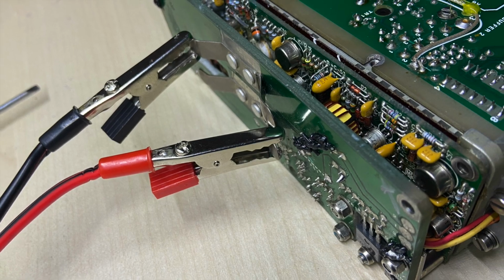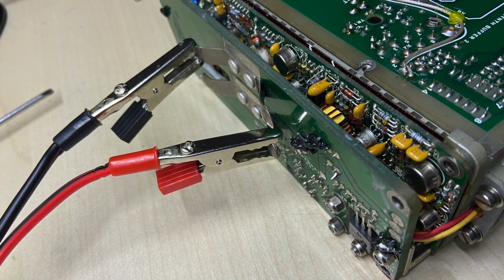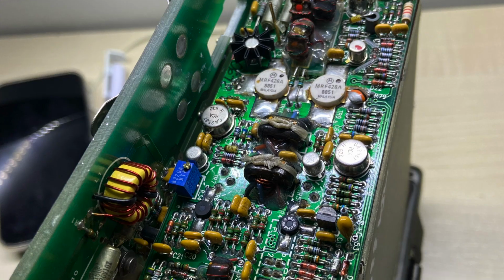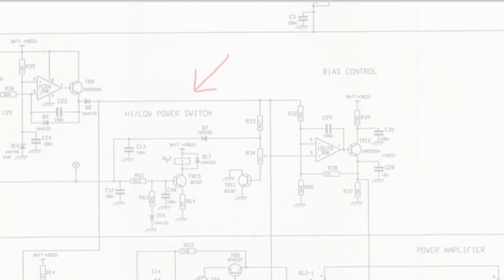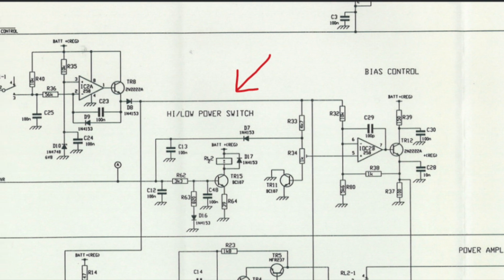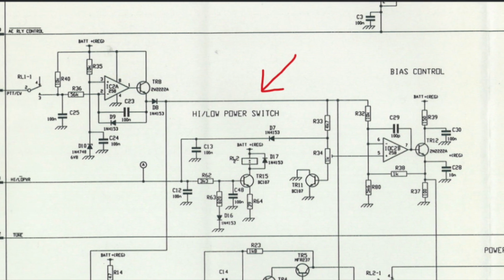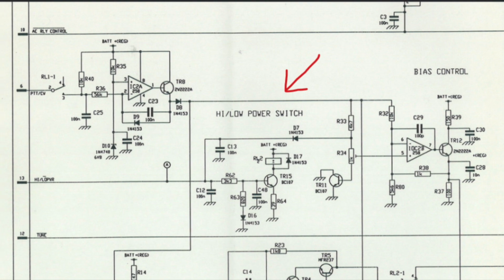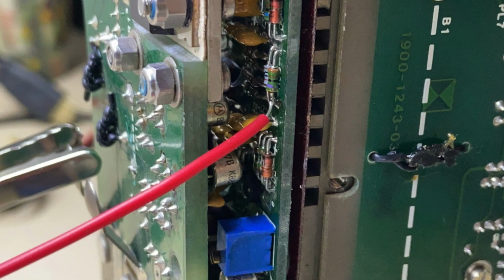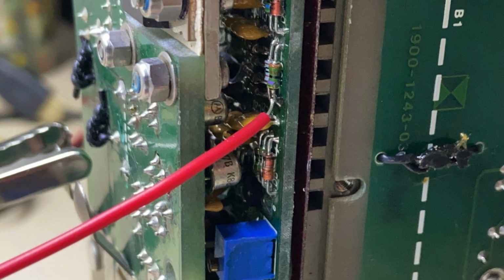It's clear that there's something wrong on the power board. The first thing I decided to check was the power line in the resistor R33. There should be 0 volts on reception and about 7 volts in transmission. It was fine.